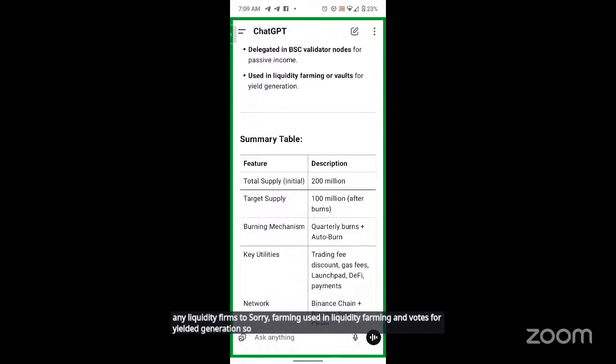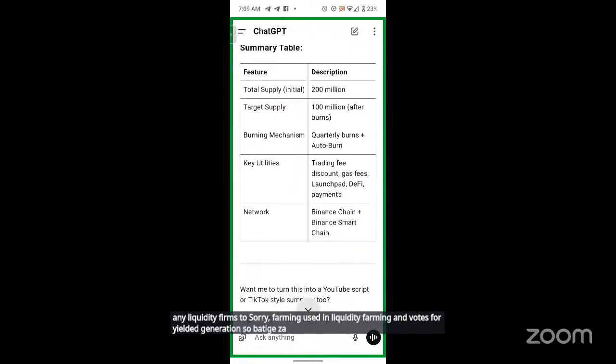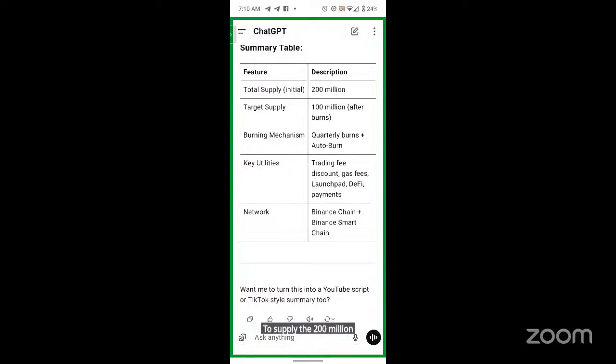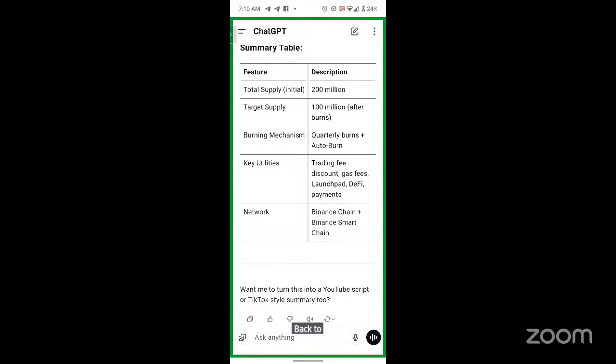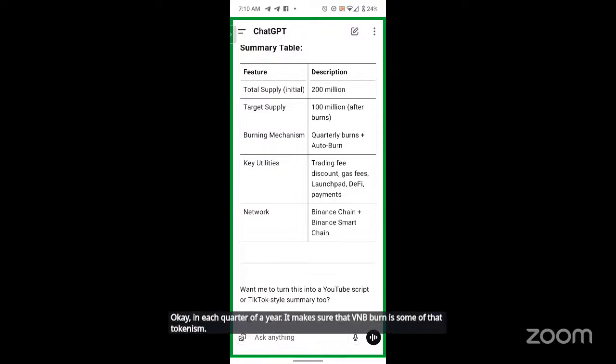So they have given us a table with the features and the description. Total supply is 200 million. Target supply is 100 million after the burns. What are they targeting after the burns? They target to reduce the 200 million coins back to 100 million. You understand? The burning mechanism is quarterly burns, auto burn. It is programmed in the smart contract that BNB reduces its assets quarterly. Quarter means a quarter of a year. In each quarter of a year, it makes sure that BNB burns or eliminates some of the tokens.